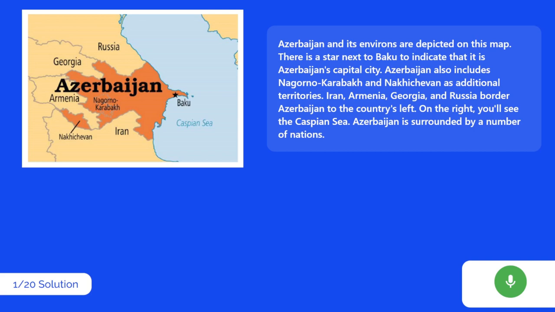Iran, Armenia, Georgia, and Russia border Azerbaijan to the country's left. On the right, you'll see the Caspian Sea. Azerbaijan is surrounded by a number of nations.